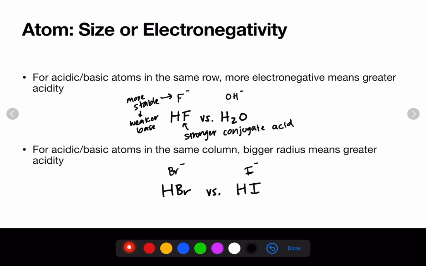So the conjugate base of HBr is Br-, and the conjugate base of HI is I-. Now, I has a bigger radius, so it is more stable. More stable means it's a weaker base. And since it's a weaker base compared to Br-, HI is the stronger conjugate acid. Thus, it is a stronger acidic molecule.